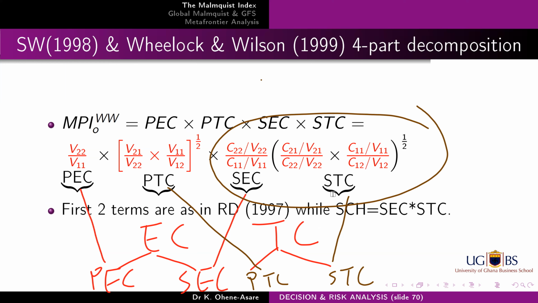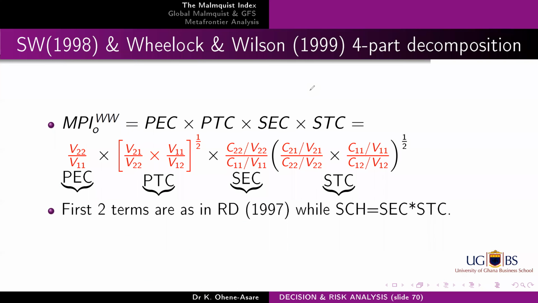And there are more, okay? But of course, we don't want to delve into them. These are the main decompositions of the Malmquist. We have the 2 parts, we have the 3 parts, and then we have the 4-part decomposition. Wow. This is knowledge, okay, learning.